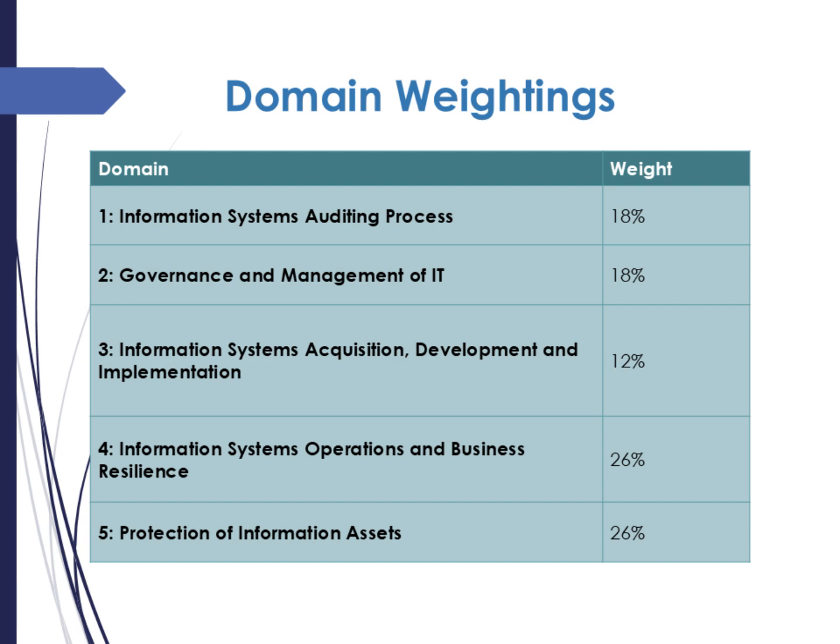Domain 1 covers the information systems auditing process, including audit planning, evidence collection, risk-based auditing, and reporting. Domain 2 focuses on governance and management of IT, including governance structures, risk management, policies, and alignment between IT and business objectives. Domain 3 carries the lowest weighting at 12%, but that does not mean it should be ignored.